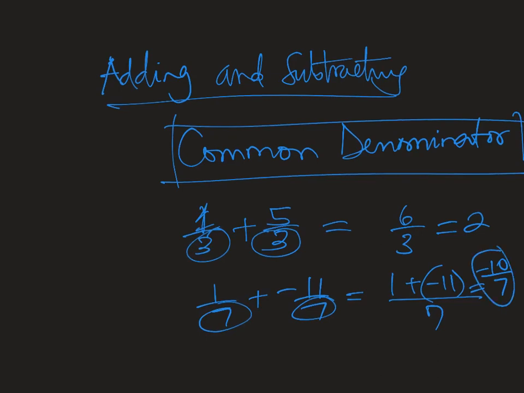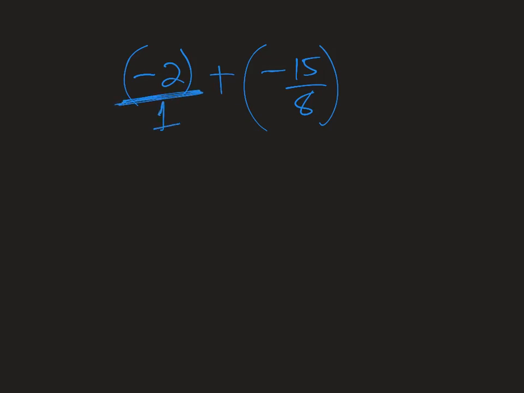So when we have a common denominator, we can just add right across. But what happens in problems like number 58, where we don't have a common denominator? We have negative 2 plus negative 15 over 8. So in this case, we technically have negative 2 over 1. And so we have different denominators. If we have different denominators, that means that we need to basically find a way to get a common denominator. One way we do that is we multiply both the top and bottom by 8 over 8.